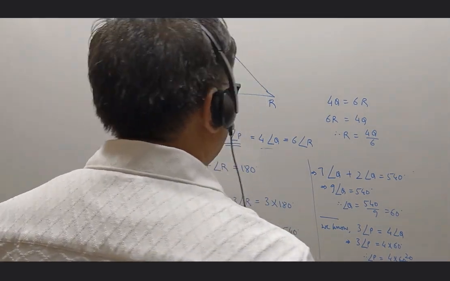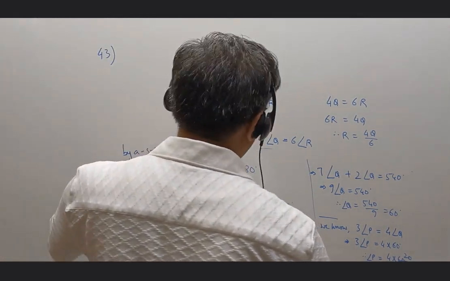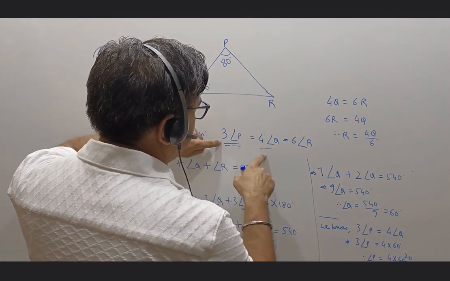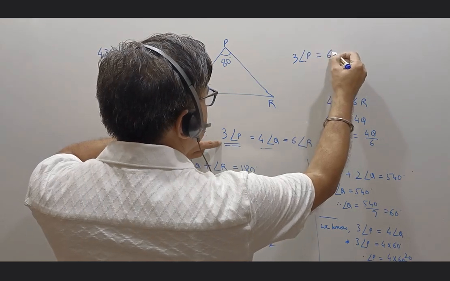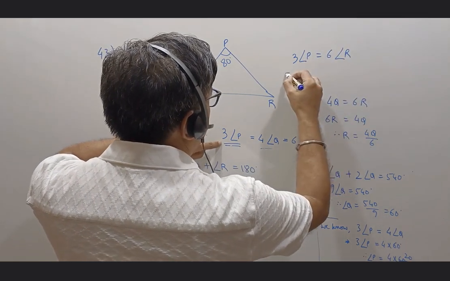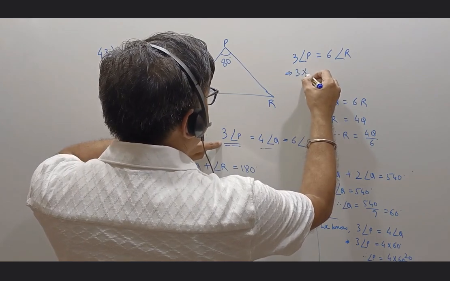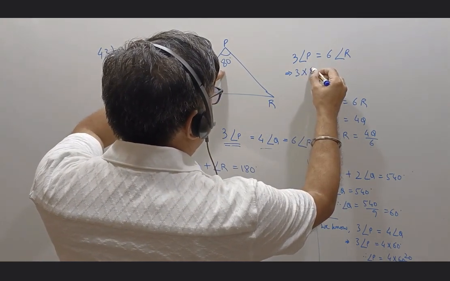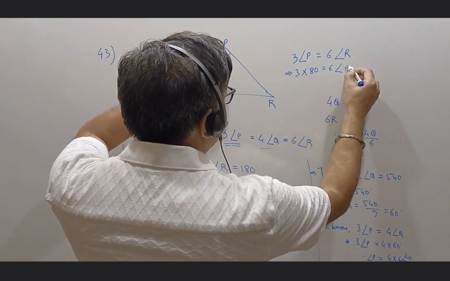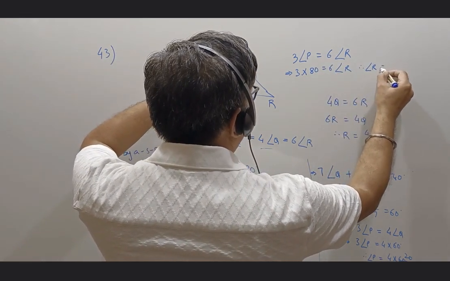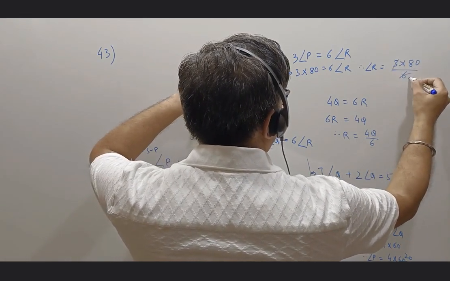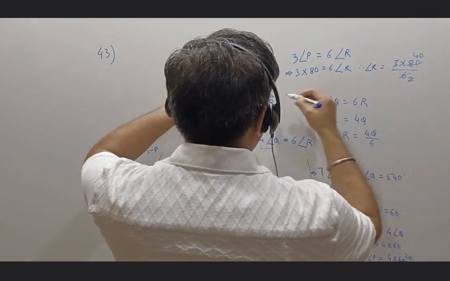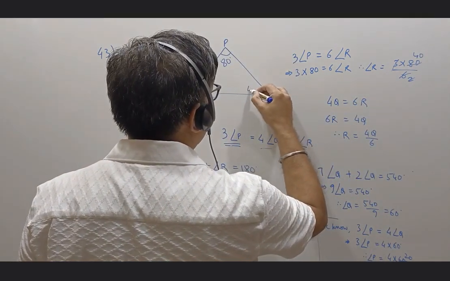Let us now also find the last one. So now I know angle P. So I can compare this 3P. We know 3 times angle P is equal to 6 times angle R. That implies 3 times 80 is equal to 6 times R, and therefore angle R comes to 3 into 80 divided by 6. So angle R comes to 40 degrees.